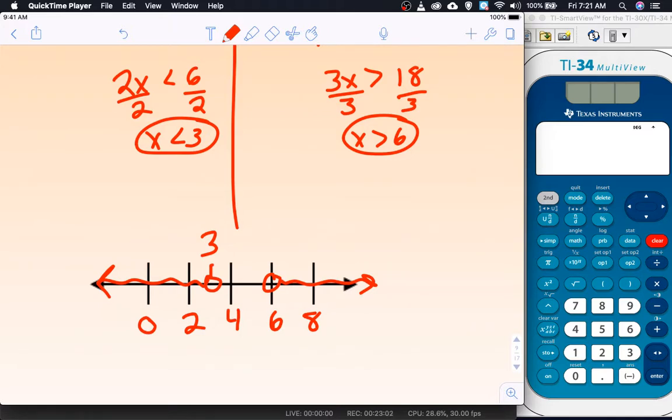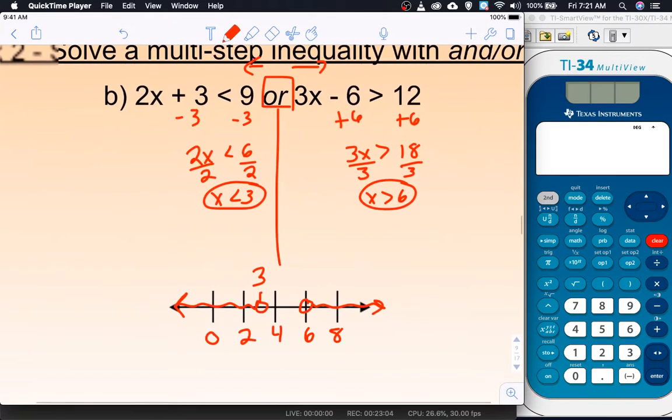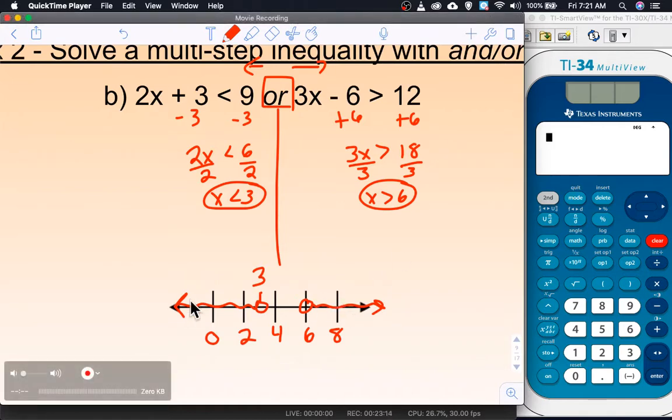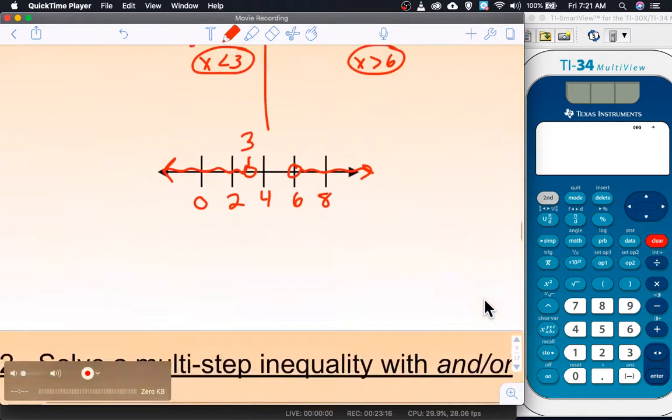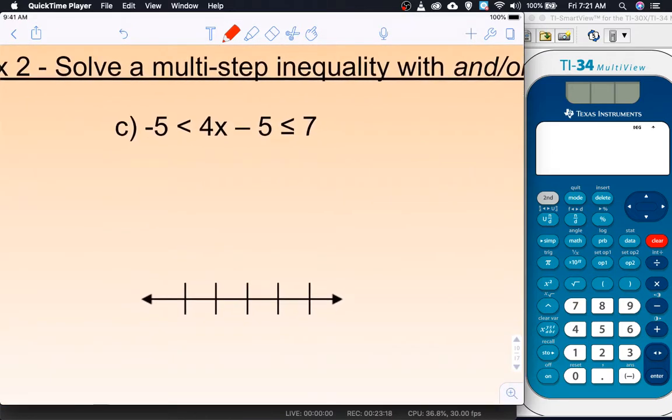Okay, so or inequalities are nothing to get all worked up about. You solve them both completely separately. You graph them on the same number line. Almost always you'll be shading on the outside. And inequalities, though, are something to kind of be cautious of.